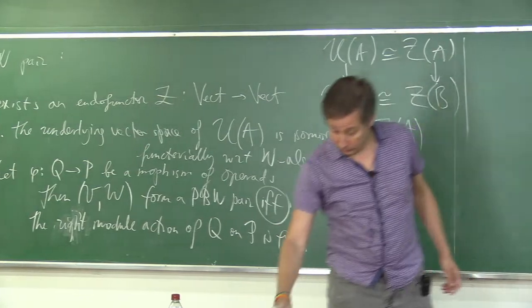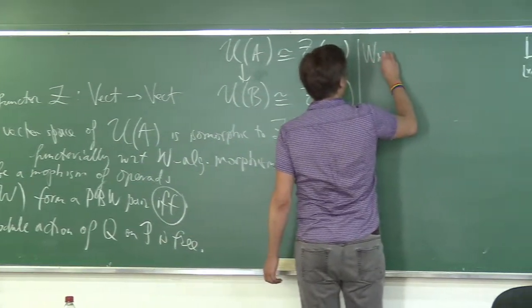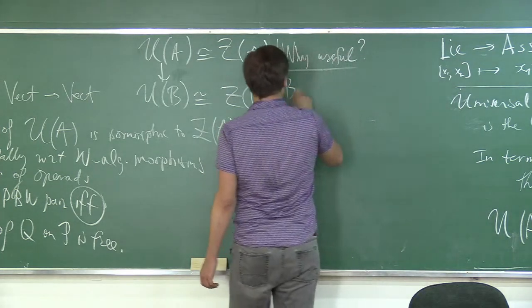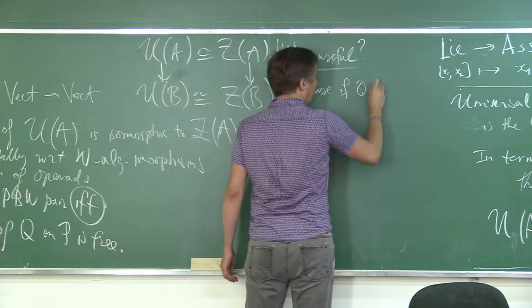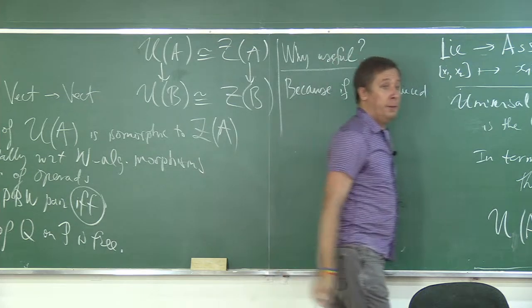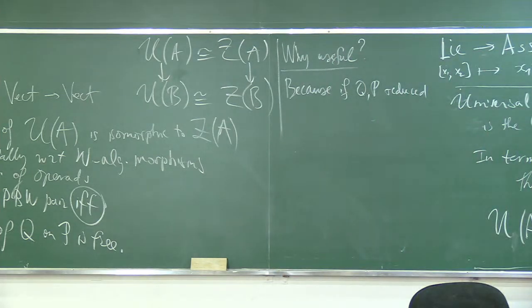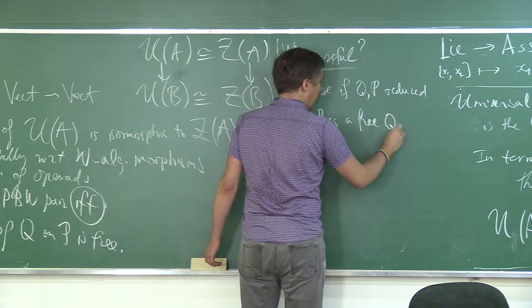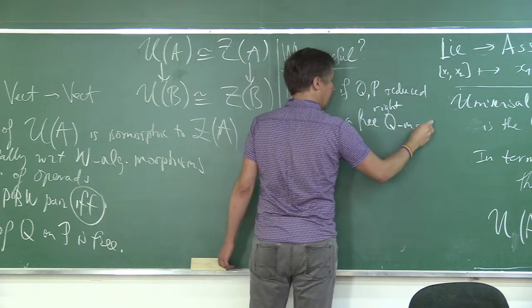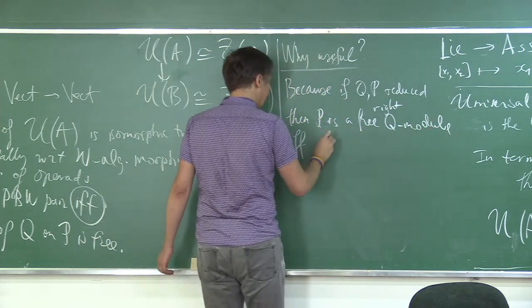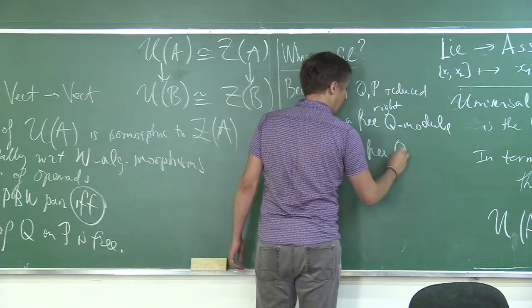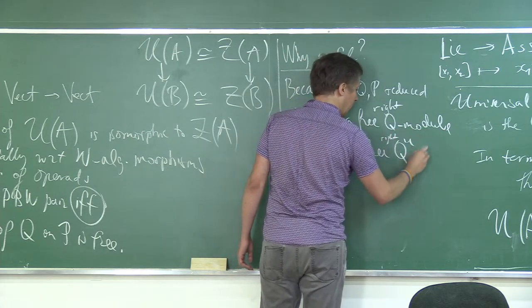Now, why is this result useful? Because if Q and P are reduced, if our varieties don't have constants, if the corresponding operads are reduced, then P is a free Q module if and only if the corresponding shuffle operad is a free right module over the corresponding shuffle operad.